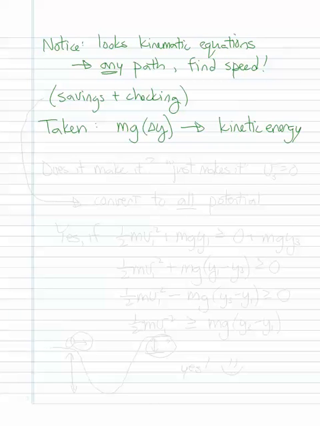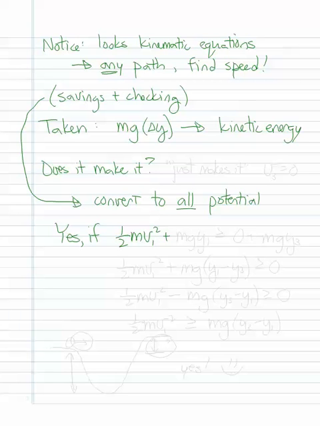So the next question was, does it make it to the top of the hill? And so that question really says, can I take my whole savings and checking and convert it to all savings? Okay, so we're going to find out. We're going to say if it makes it, so yes, if 1/2 mv1 squared plus mgy1 is equal to, now if it's all potential, if it just makes it, that means that the velocity at the top is 0. And so it's 0 plus mgy3.